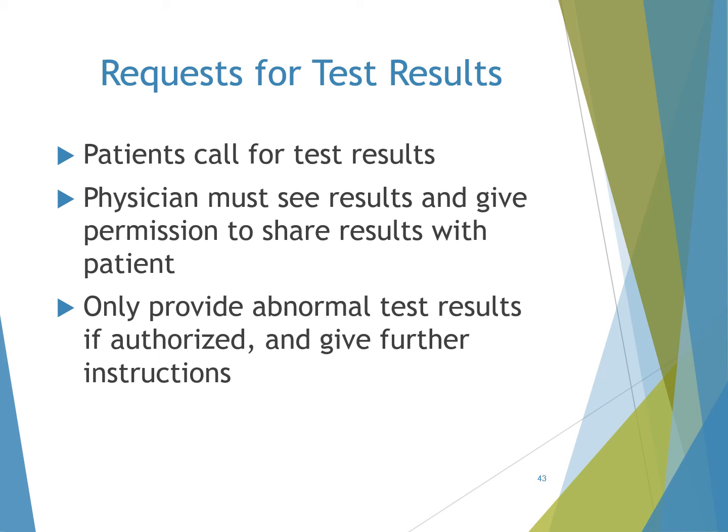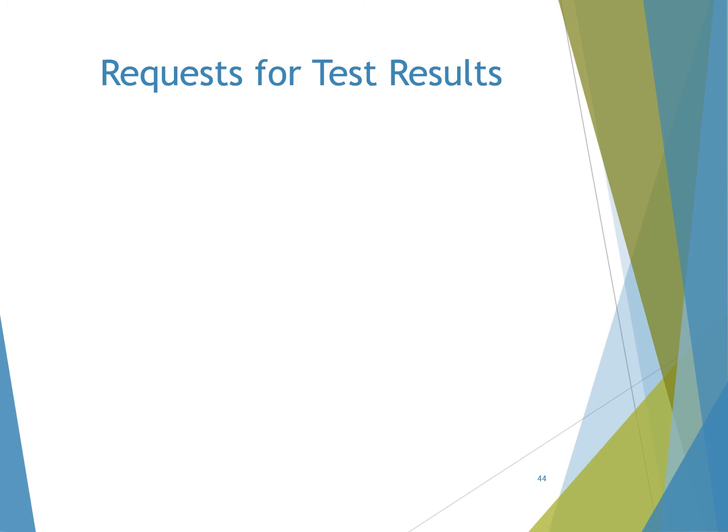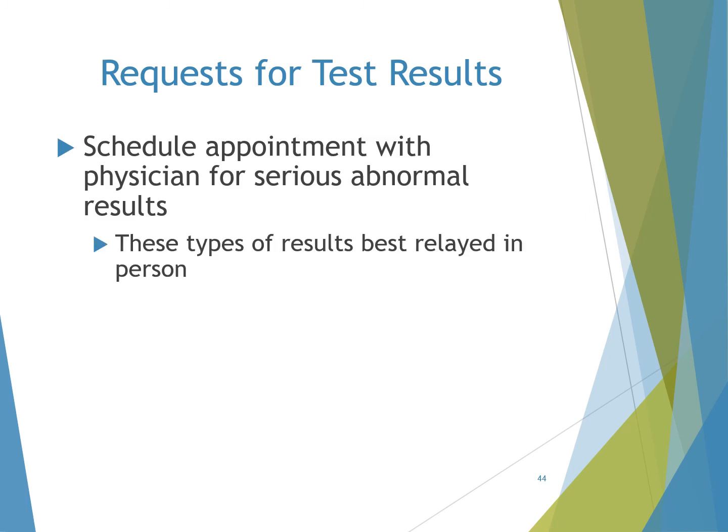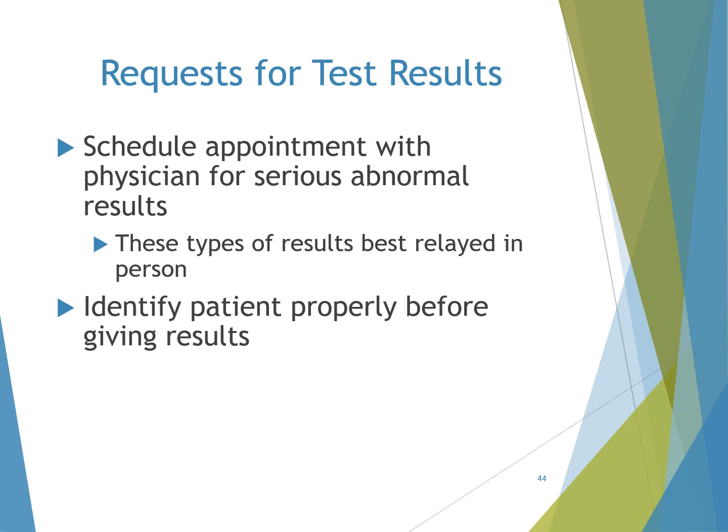For example, when a patient has an abnormal pap test result, the medical assistant usually is the person who calls the patient with the result and further instructions from the provider. Refer any questions to the physician. The medical assistant needs good communication skills to relay information such as this without crossing the line of practicing medicine without a license. The best policy for dealing with more serious abnormal test results is to schedule an appointment for the patient to see the provider. These types of tests are best relayed in person.